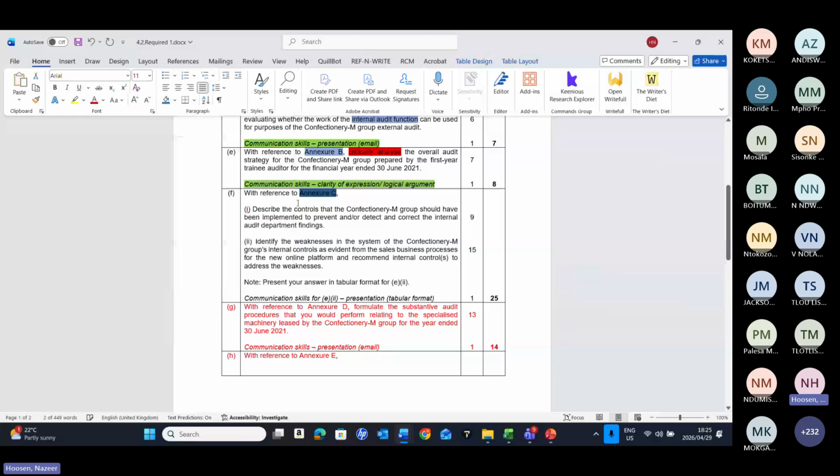Describe the controls that the Confectionery M group should have implemented to prevent and/or detect and correct the internal audit department findings. So these are proposed controls that one would need to put into place. And for proposed controls, ideally what you would look at, and more often than not in today's environment, would be computer controls.